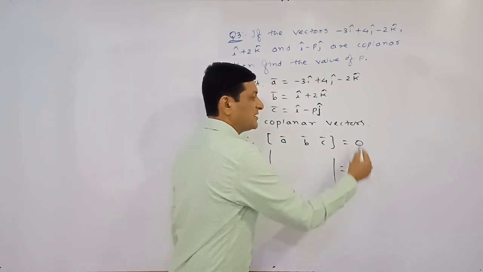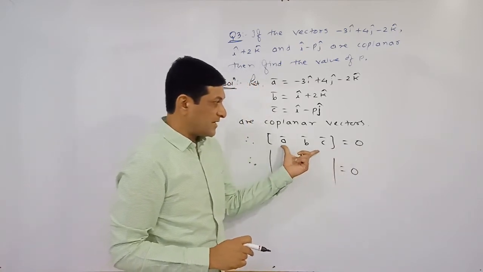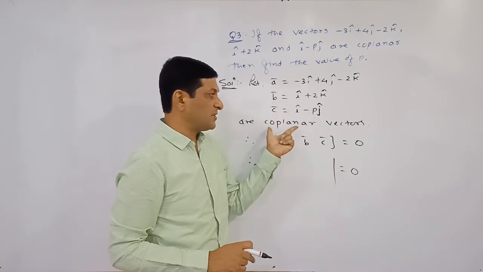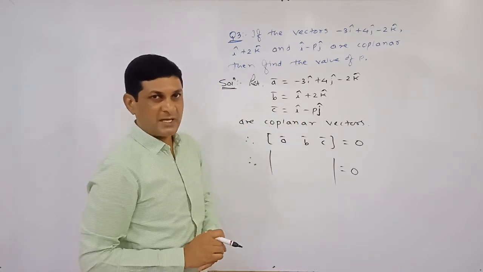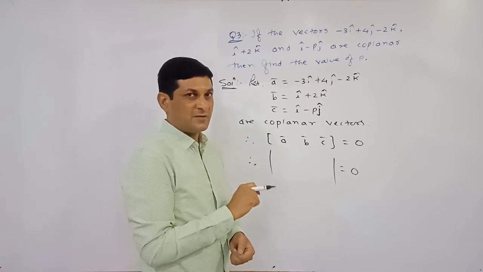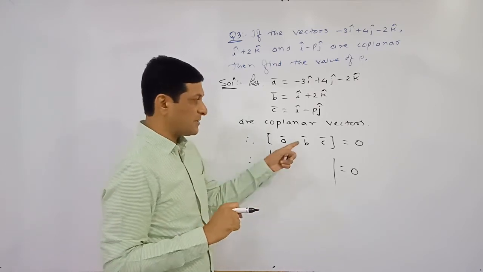And value of box product can be found out using determinant. So on this side 0, keep it as it is. Why are we saying that value of box product is 0? Because given 3 vectors are coplanar. Already we have studied all the results of scalar triple product. In that case we have seen that if vectors are coplanar, value of scalar triple product is 0.